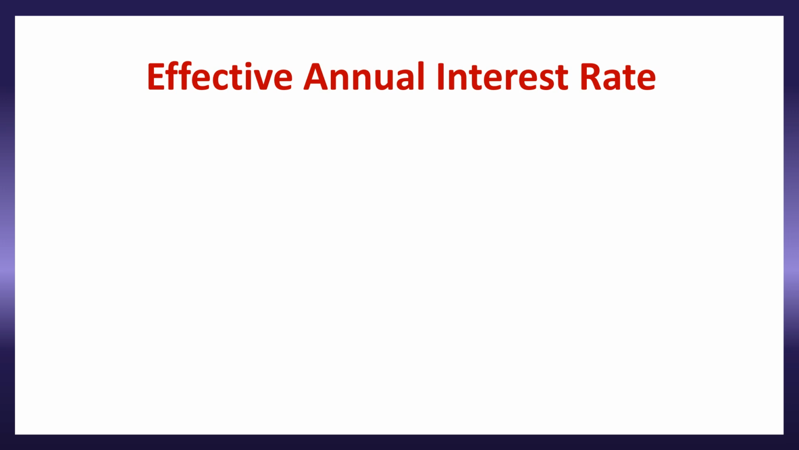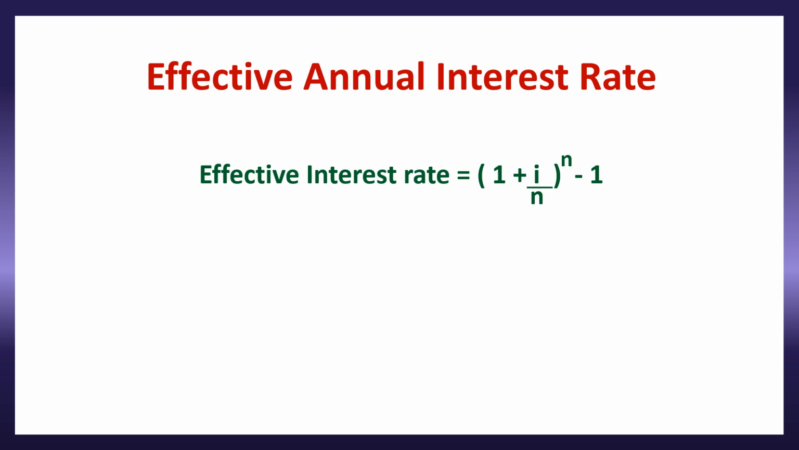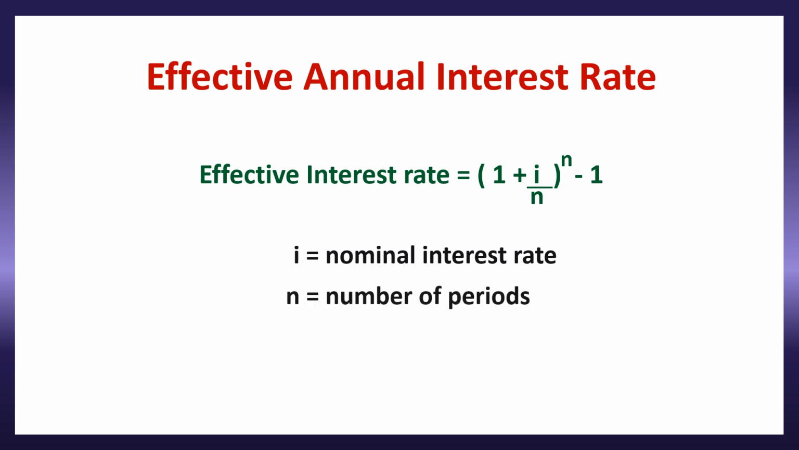The effective annual interest rate can be calculated using the formula (1 + i/n)^n - 1. Here, i is the nominal interest rate or the rate stated by the bank or the person from whom we are borrowing, and n is the number of compounding periods. If these two things are known, we can easily calculate the effective interest rate using the given formula.